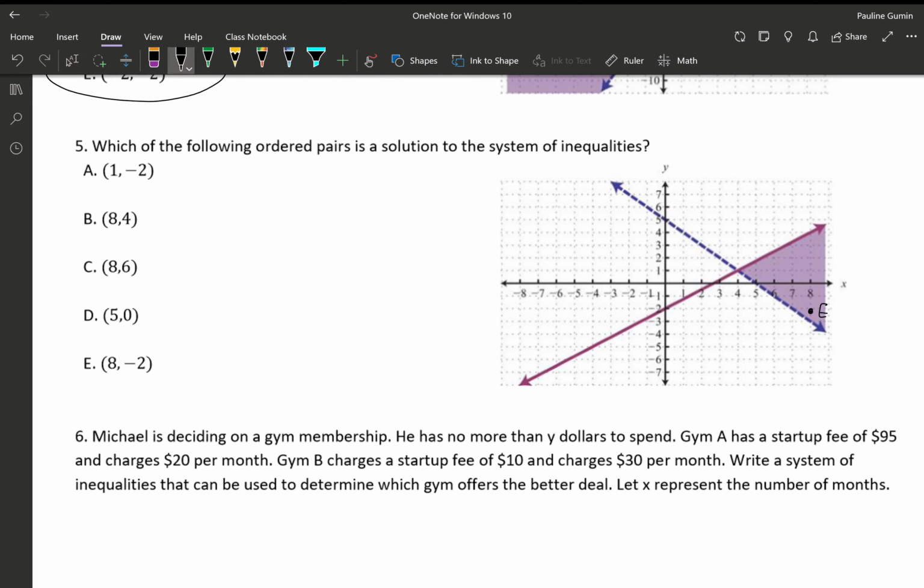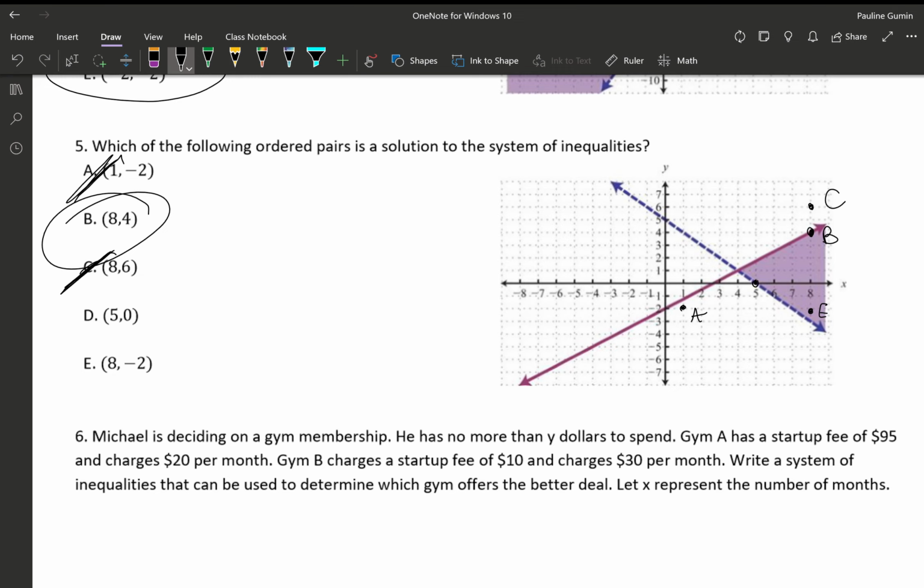All right, letter A is (1, -2). Nope. Letter B is (8, 4). Oh, looks like I forgot to erase letter E. That's fine. (8, 4) works. It's on a solid line. (8, 6). Ooh, it is unfortunately right outside our shaded area.